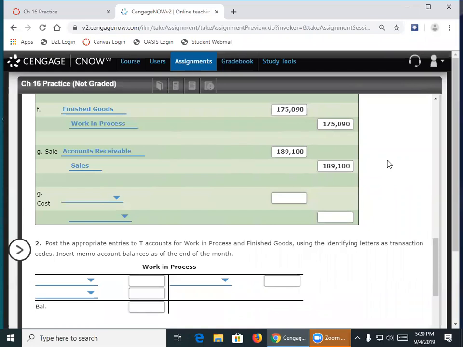And then still on G, we have to recognize the cost of those 3 jobs. 175,090 was all 4 jobs that were completed. Out of those, we sold 101, 102, and 105. So we would want just those 3 jobs' costs to be transferred to cost of goods sold. If you keep track of your jobs, then we would know. The total for those is 142,610.